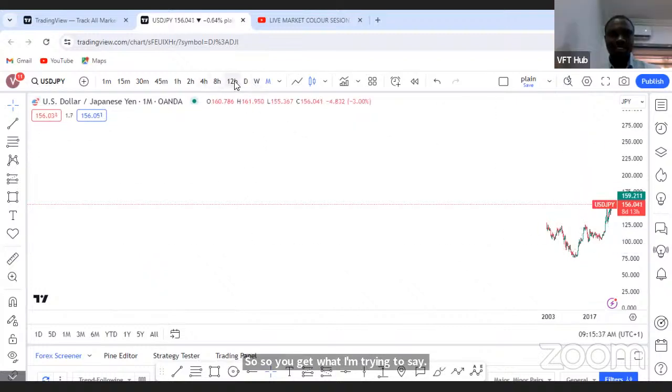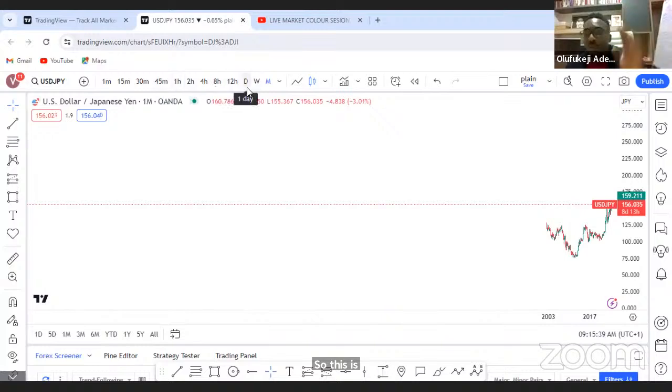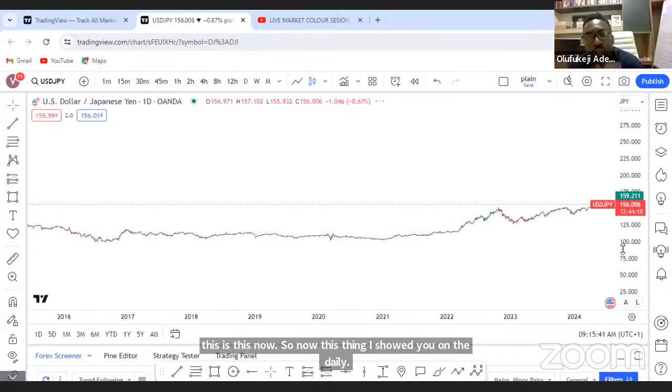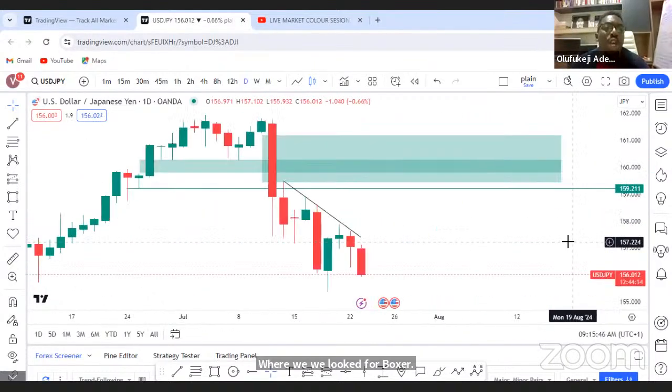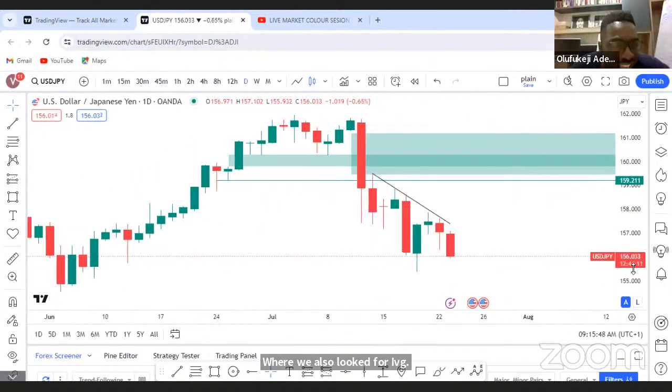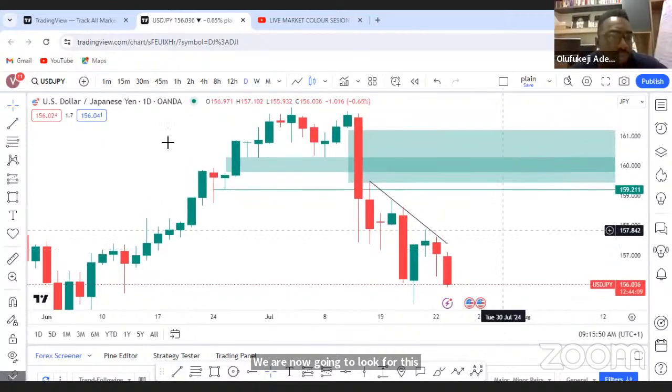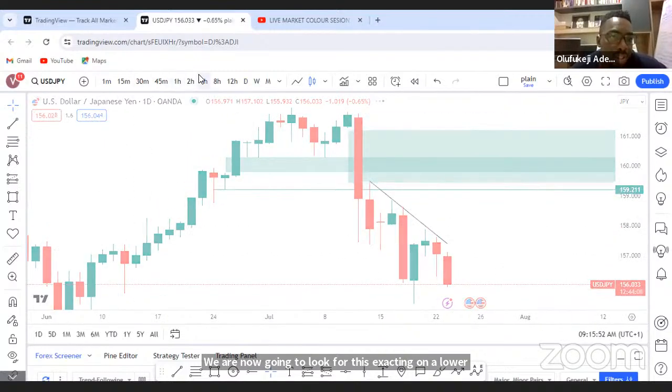So now this thing I showed you on the daily, where we looked for box pattern, the shoulder, the sweep, the break of structure, where we also looked for IFVG. We are now going to look for this exact thing on a lower time frame. Let's see it on the 4-hour.